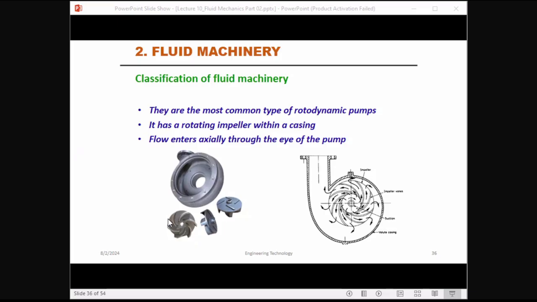The pump housing is designed to contain the fluid being pumped and to convert the kinetic energy imparted by the impeller into pressure energy. This casing guides the fluid to the discharge point. This casing is also a very important part.